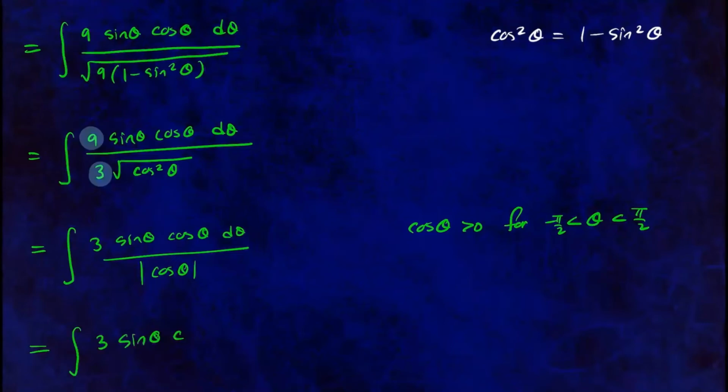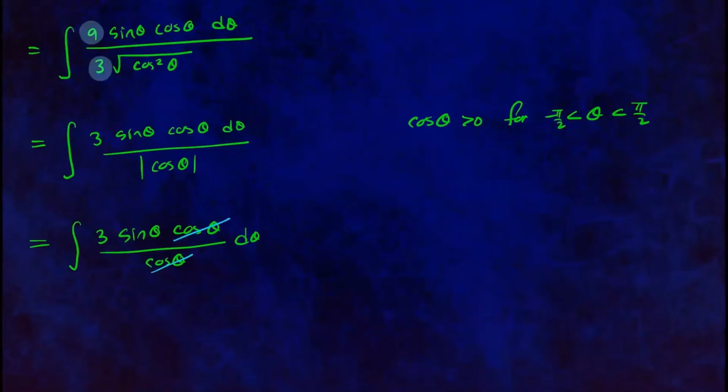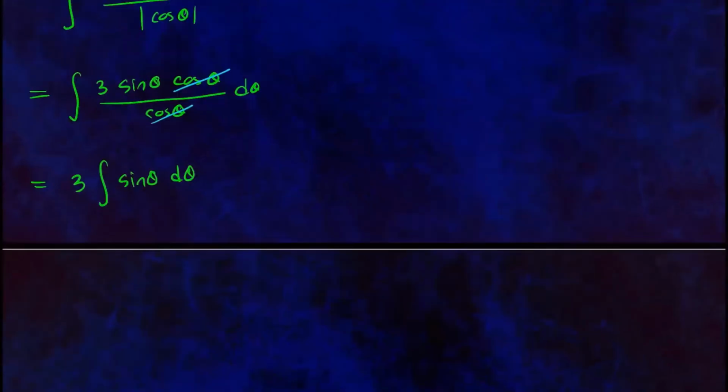So you have 3 sine theta cosine theta over cosine theta d theta. And now I can freely cancel these factors. So our integral simplifies to just 3 times the integral of sine theta d theta. Now this is easy to evaluate. We know how to evaluate this. This is simply negative 3 cosine theta plus c. The integral of sine is negative cosine. So that is our answer in the theta variable.